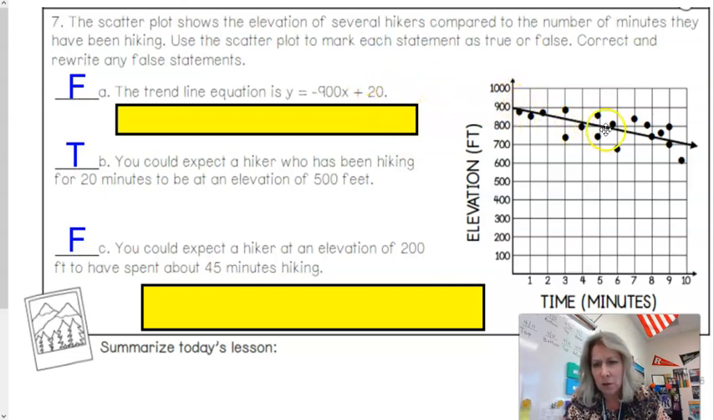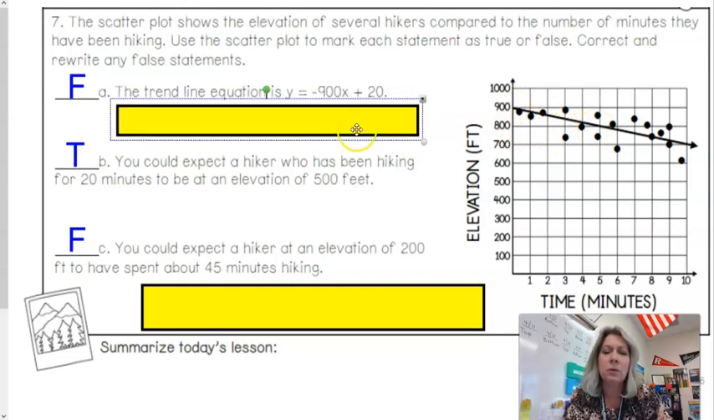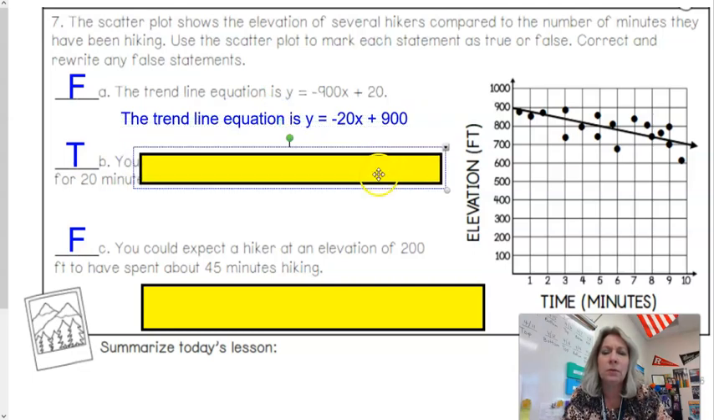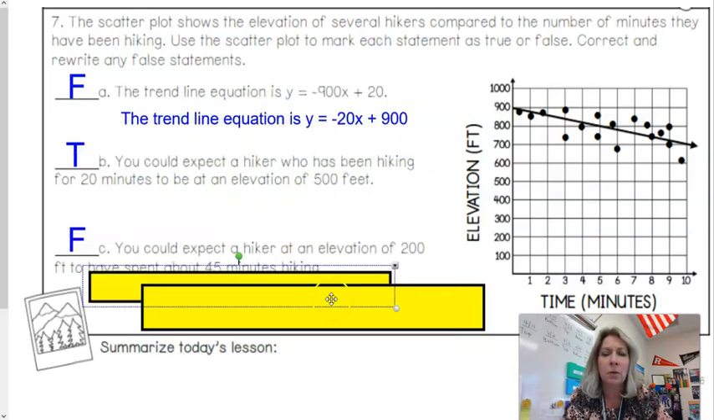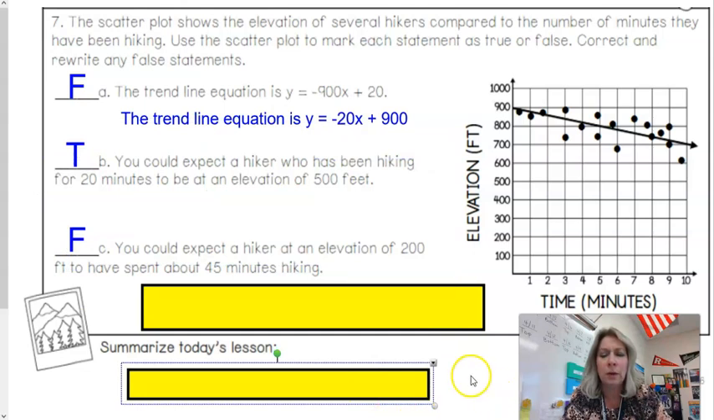The slope from 900 to 800 is down by 100, and I go from 0 to 5. So 100 over 5, which is 20. 100 divided by 5 is 20. They just put the slope in the wrong place and the y-intercept in the wrong place. So the trend line equation should be y equals negative 20x plus 900. So that's why it was false.